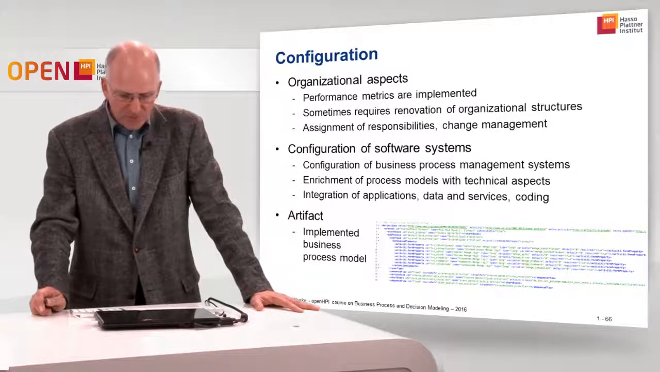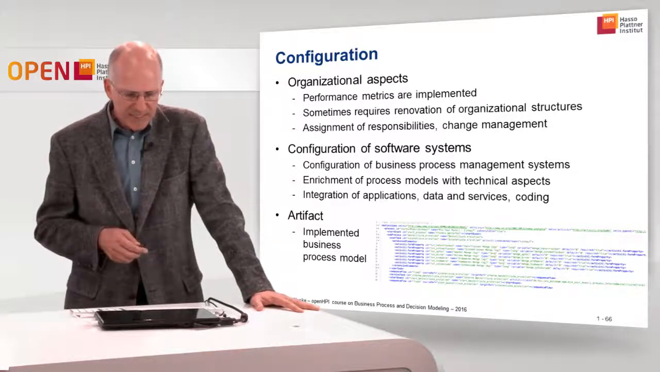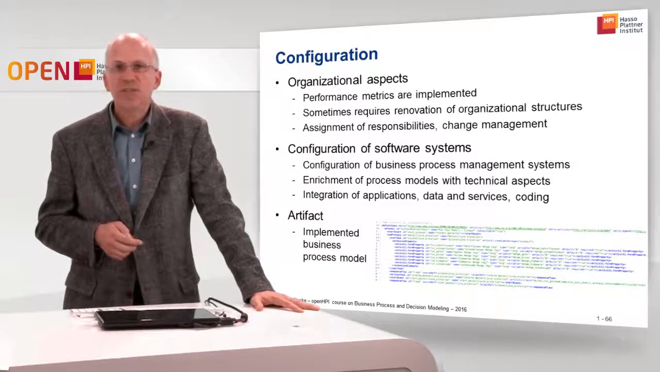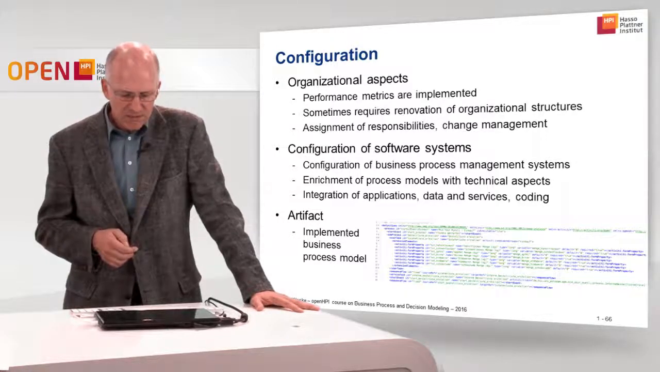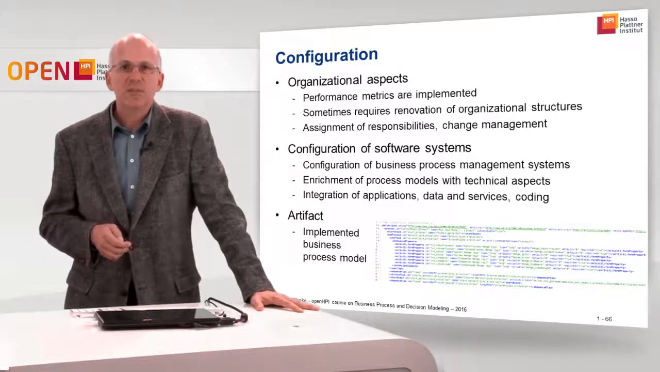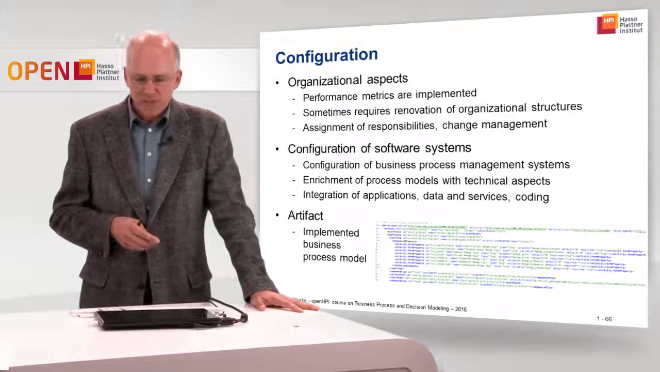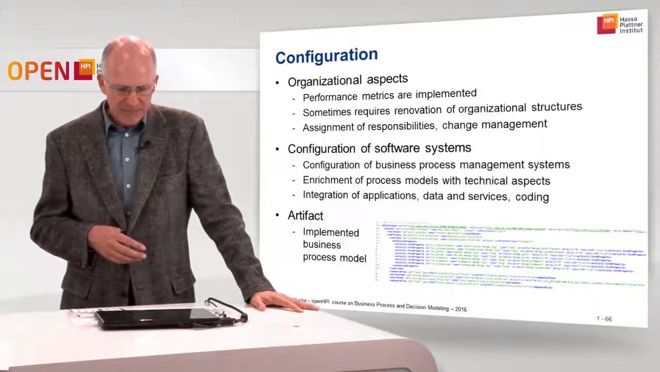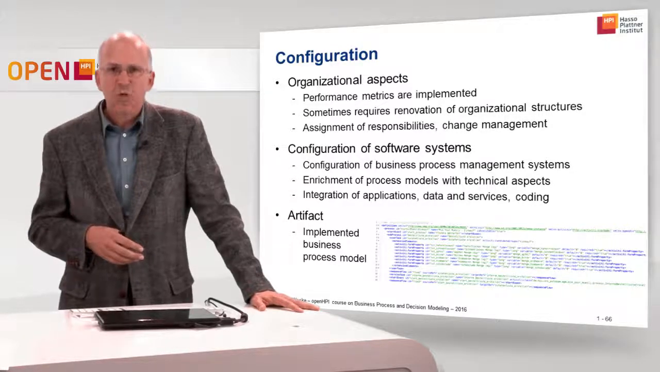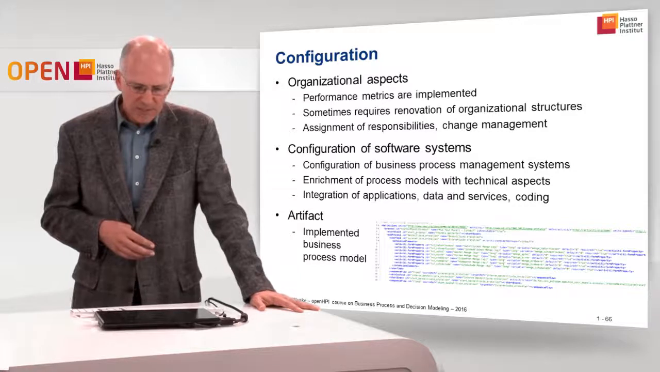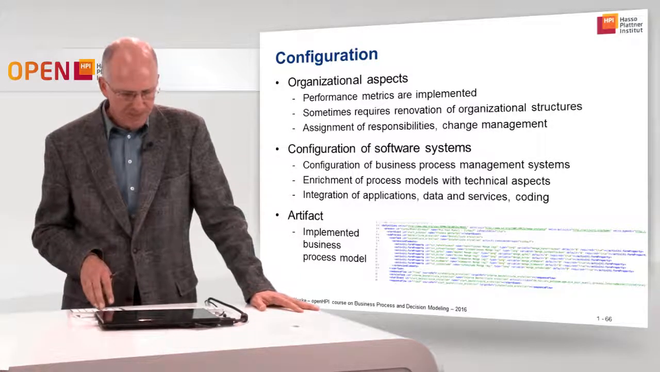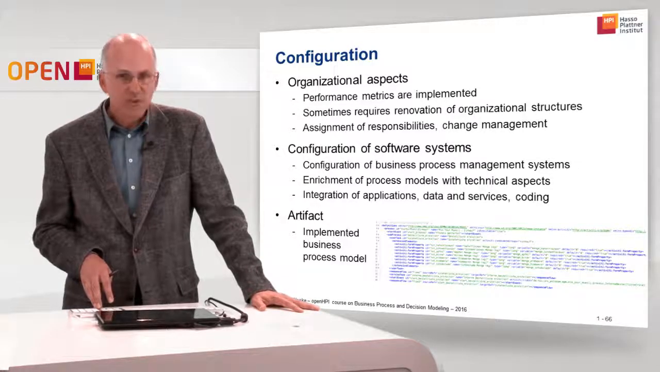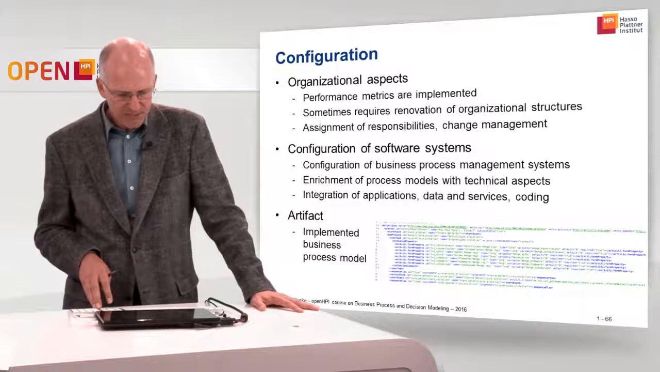The process model needs to be enriched with technical aspects. And of course, we need to integrate applications, we need to integrate databases, we need to integrate services, and that involves the creation of adapters to your existing IT infrastructure, and that also involves coding. So when it comes to software integration, we also need to code interfaces and things like this. The output or the artifact produced during the configuration phase is the implemented business process model.